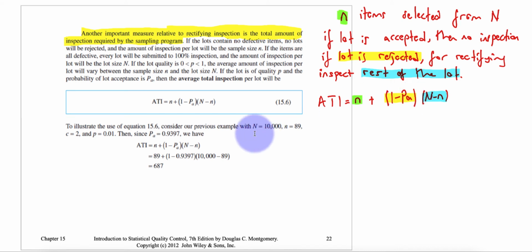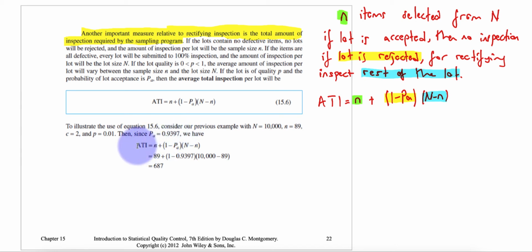Let's see an example here. In this example, the lot size is 10,000. This is the sample size. This is the level of C. This is the initial fraction of the defective units in the lots, P. And this is the acceptance probability of the lots.